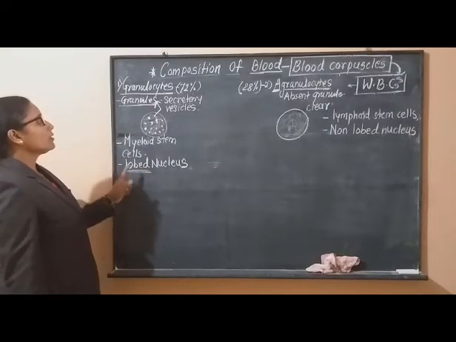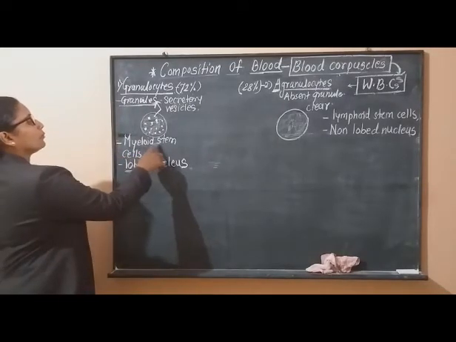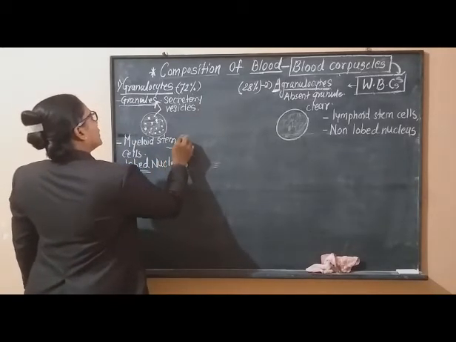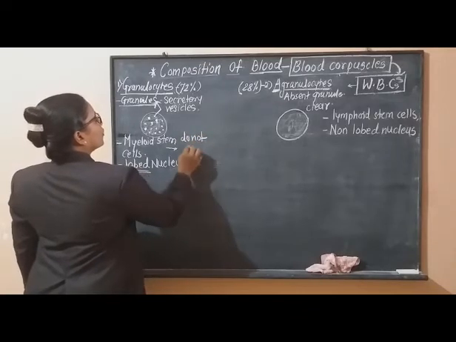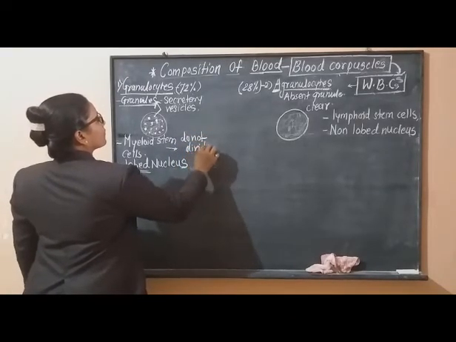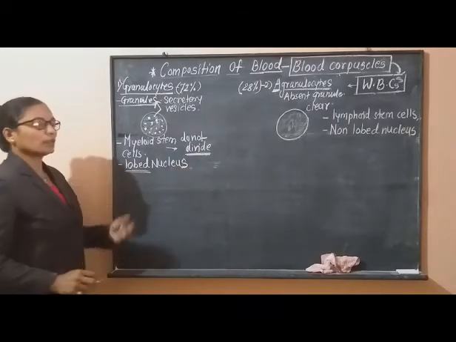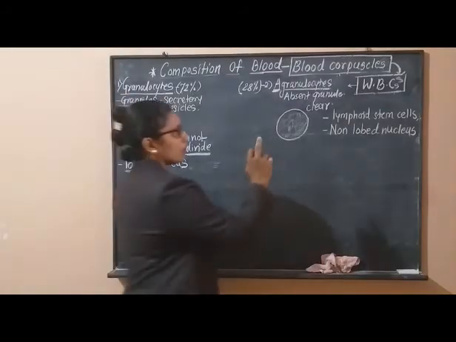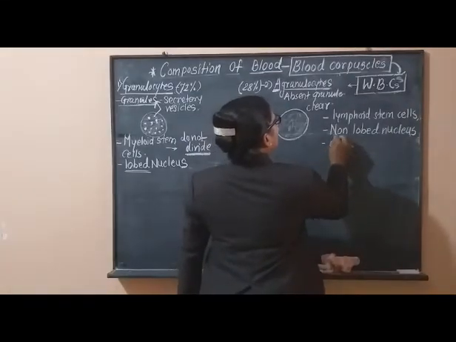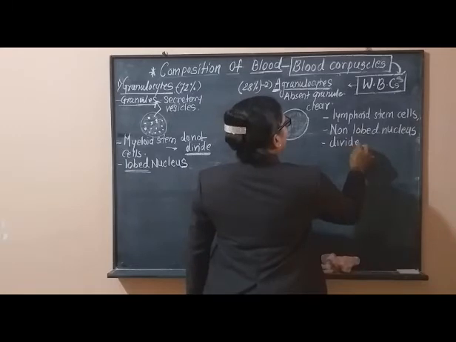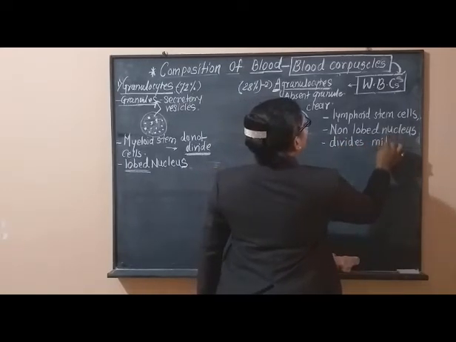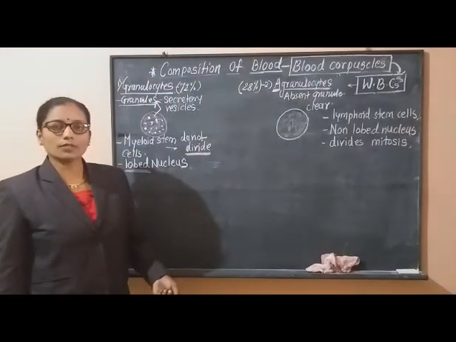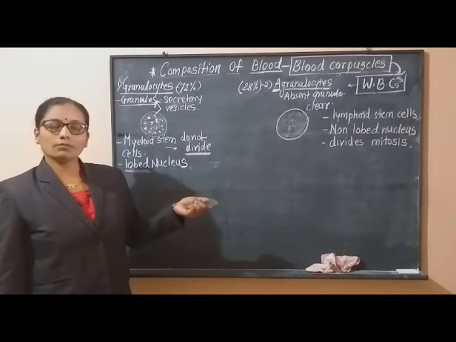Okay. Now once these granulocytes are formed from the myeloid stem cell, after that they do not divide. Remember, once granulocytes are formed, they do not divide. But in case of the agranulocytes, once they form, they can divide by the cell division called mitosis.